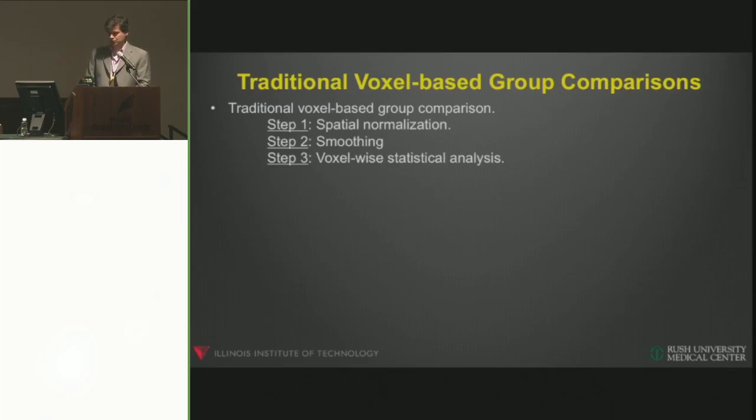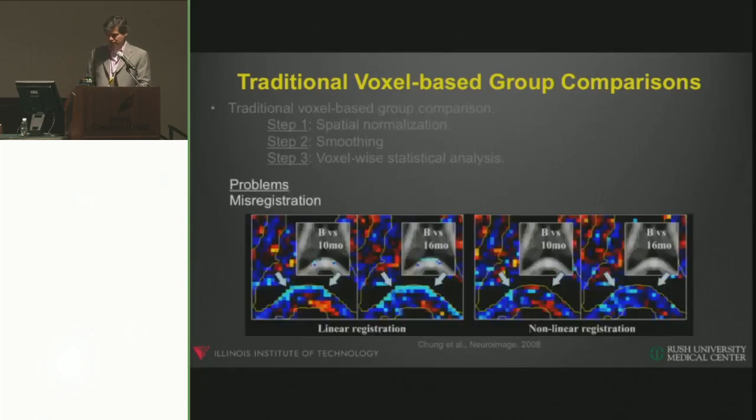The first step is to perform spatial normalization across data sets. The second step is to do smoothing. And the third step is to perform your statistical analysis voxel-wise. But traditional voxel-based group comparisons have some important limitations.